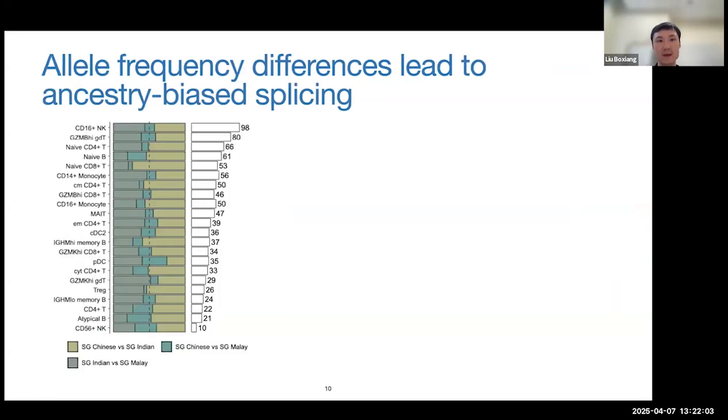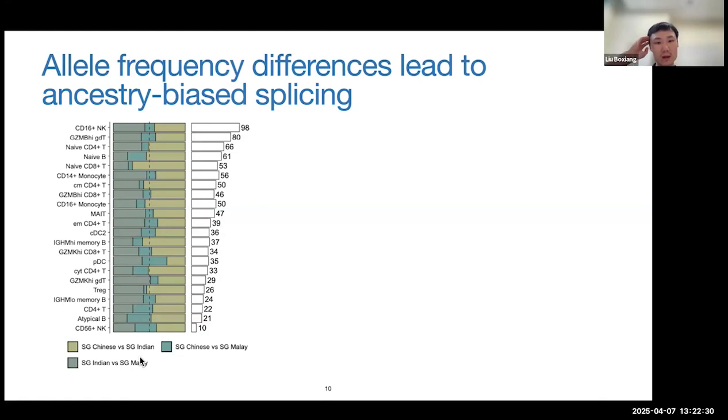So using this expanded coverage of RNA isoforms, we were able to perform a few analyses. The first one is that we can take a look at the differential splicing landscape across populations, right? So here I'm showing you, using different colors, the Chinese versus the Indian population, the Chinese versus the Malay population, and then the Indian versus the Malay population.